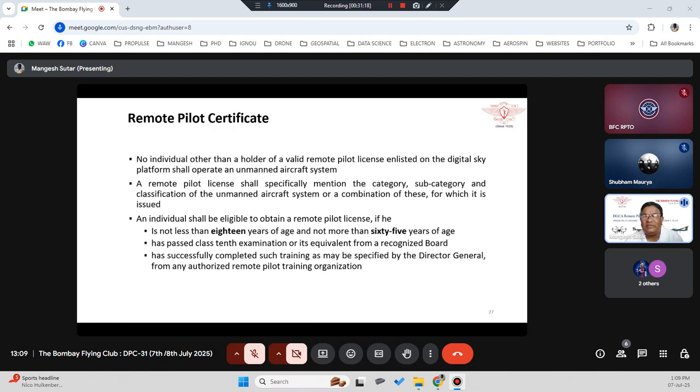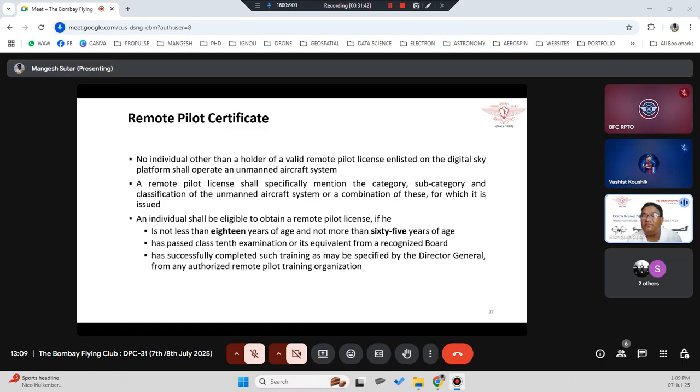Or I would ask a very simple question. What are the categories defined in the drone rules for unmanned aircraft system? What are the 3 categories? Can you tell? Anybody can you tell? So it's rotorcraft, aeroplane, and hybrid. Very good. So out of these 3 categories, your category will be rotorcraft.